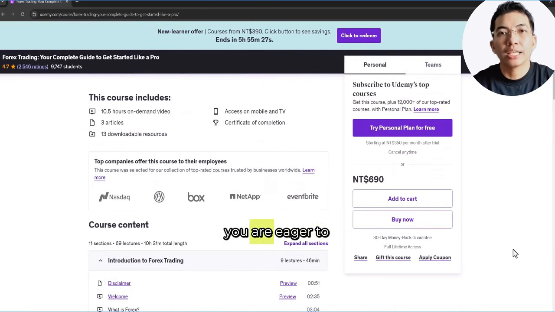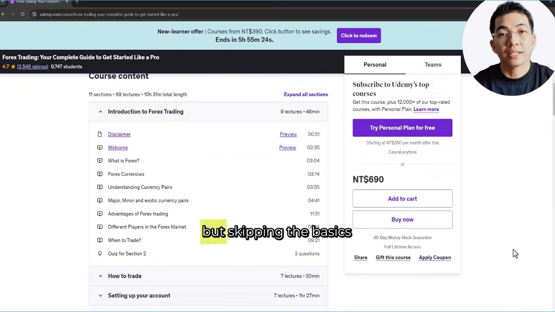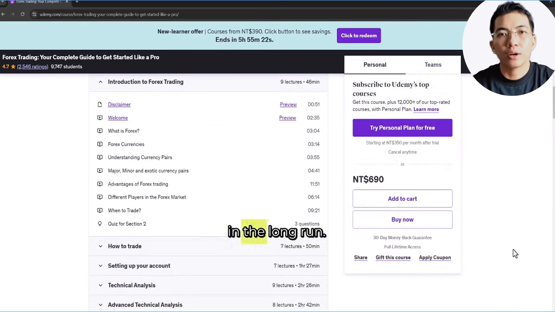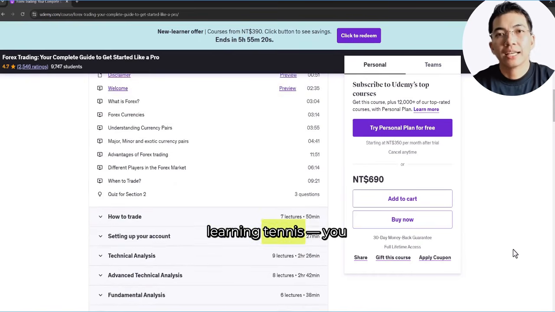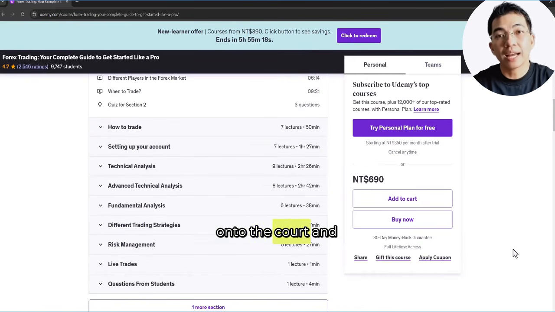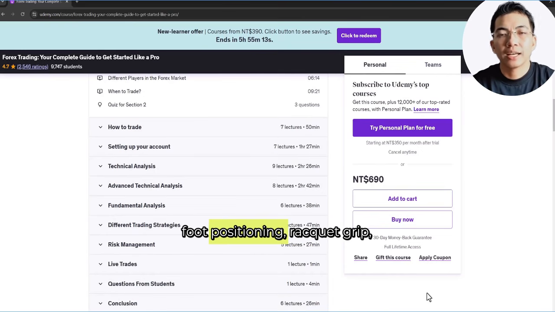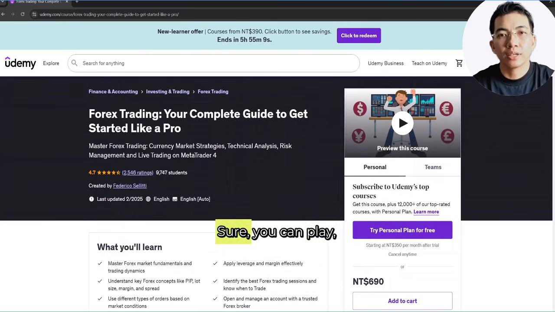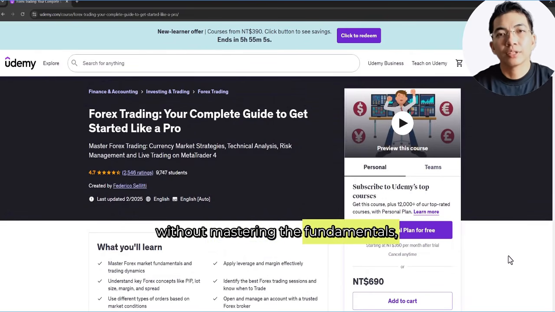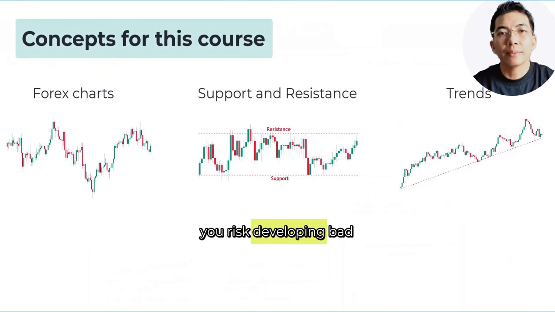I know many of you are eager to dive into advanced topics, but skipping the basics can hold you back in the long run. Think of it like learning tennis. You might want to rush onto the court and play matches right away, skipping the fundamentals like foot positioning, racket grip, wrist control, or shot precision. Sure, you can play and maybe even win a few games, but without mastering the fundamentals, you risk developing bad habits that will slow your progress later on.